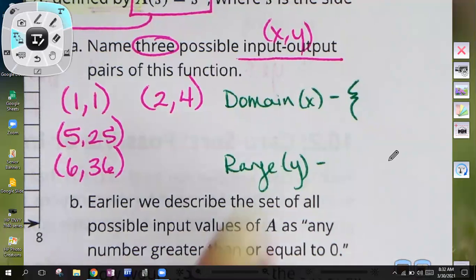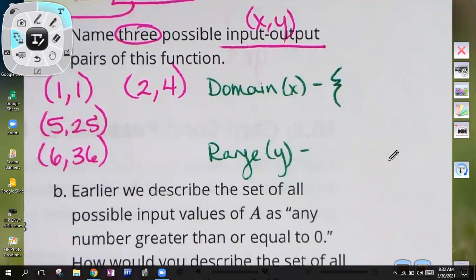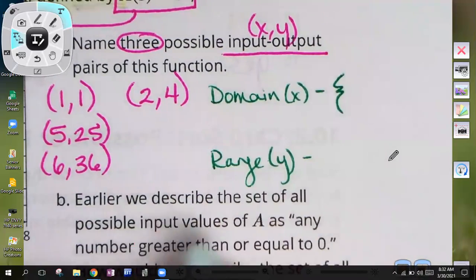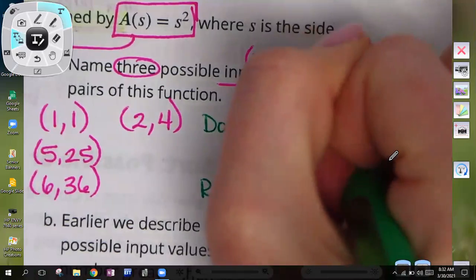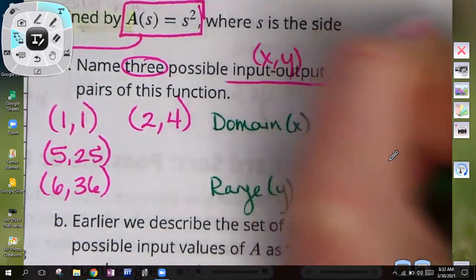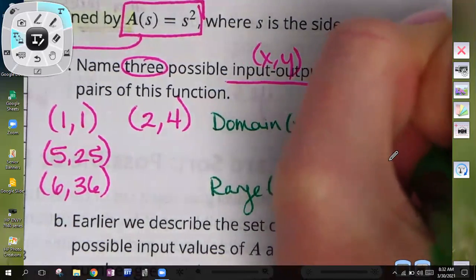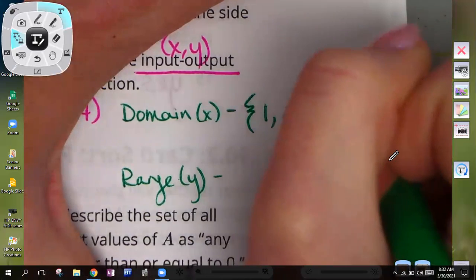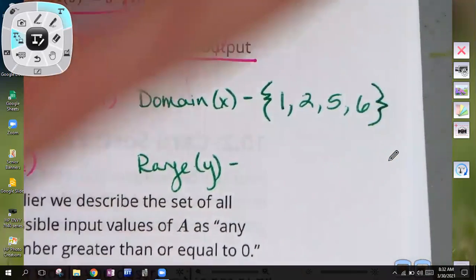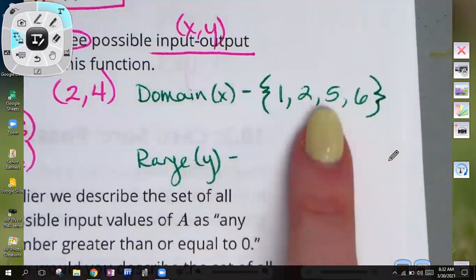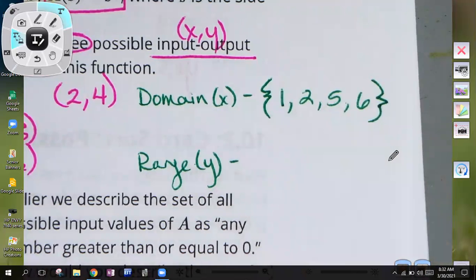Okay, so if we're starting from our lowest number, what is our lowest X value? 1. Okay, so 1, and then what? 2, and then 5 and 6. Okay, and then you just close the brackets. So that is how you represent a domain when it asks you to list it out.